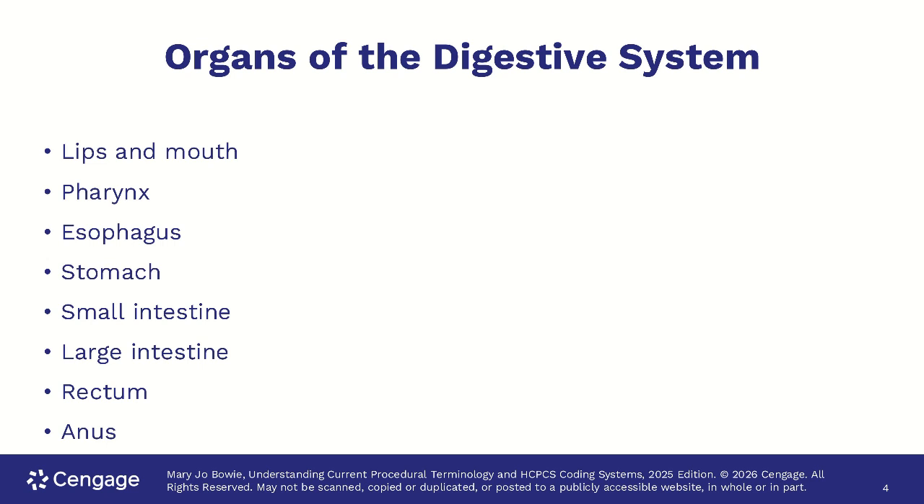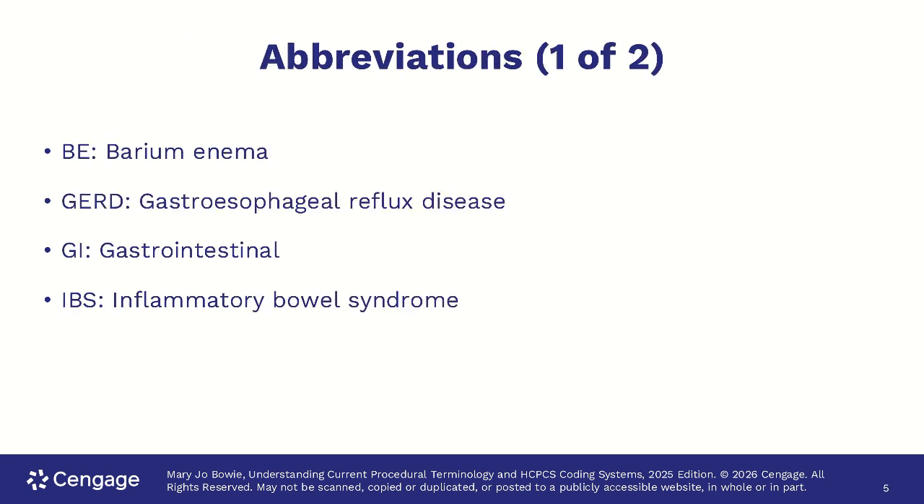The digestive system has several major organs, and as you know from previous chapters, we always start at the top and go all the way down to the bottom within that particular system. And so here we start with the lips and mouth and go all the way down to the anus. As you are thinking about preparing for the CCS or CCSP exams, just keep in mind that you got to know your anatomy, right?